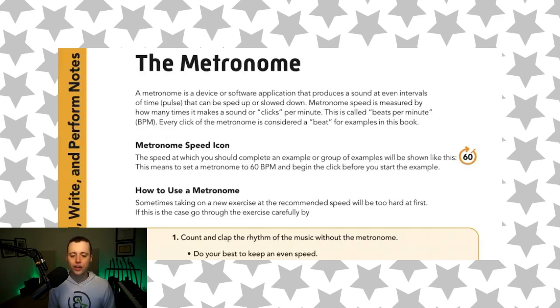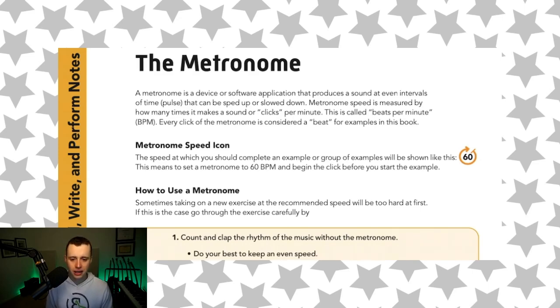In this lesson, you are going to learn about and understand how to use a metronome. Now, a metronome is a device or software application that produces a sound at even intervals of time. Oh, what does that sound like? Sure enough, that's a pulse. Now, the thing about a metronome is you can actually speed it up and slow it down. You can change the speed of the pulse, but it's always going to generate a completely even pulse.